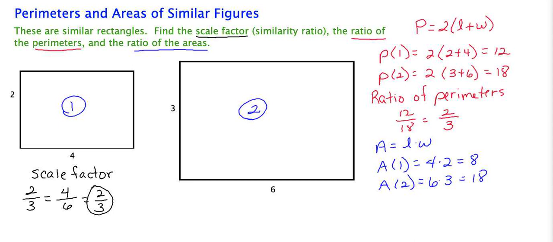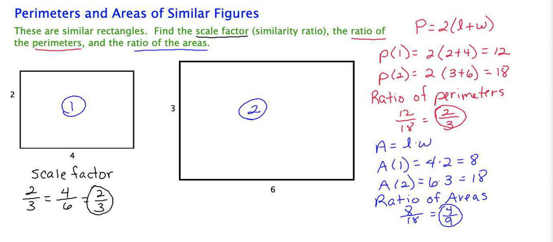So now we can find the ratio of the areas. Let's write that. Ratio of areas, that's going to be 8 to 18. Oh, that'll simplify also. That would be the same as 4 to 9. So we always want the ratio in simplest form. So what I notice is that the scale factor is 2 to 3 and the ratio of the perimeters is 2 to 3, but this ratio of the areas is different.